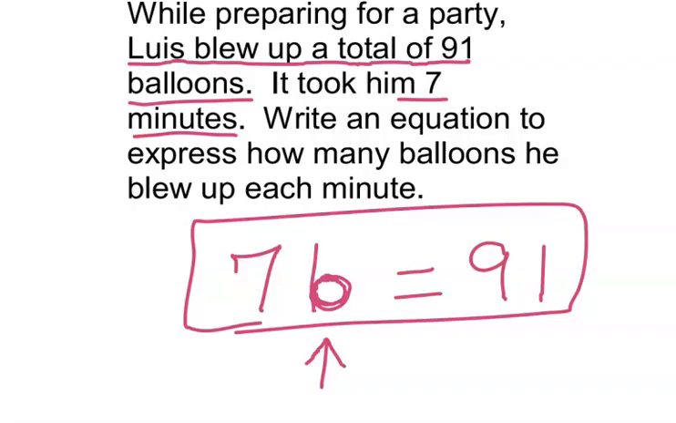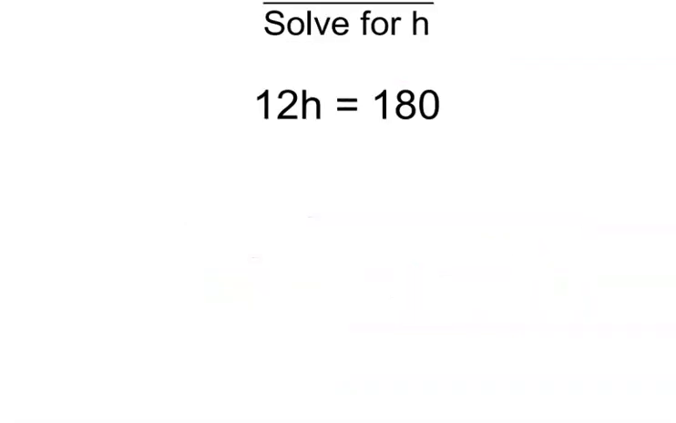There you go. All right, we're going to solve for h. And remember, all you have to do is do the opposite operation to get the variable by itself. If you look at this, we have 12 and an h right next to each other, which means that's multiplication. What is the opposite of multiplication? Division. So we're going to divide both sides by 12.